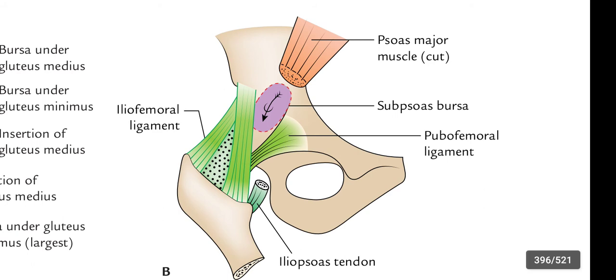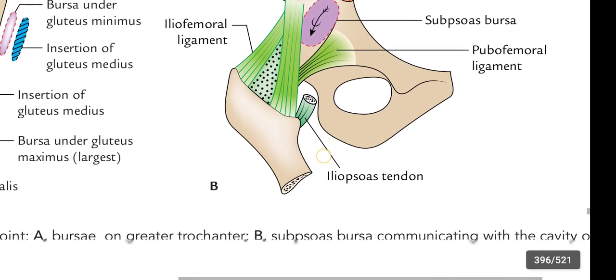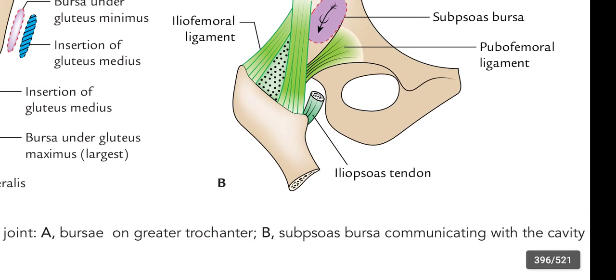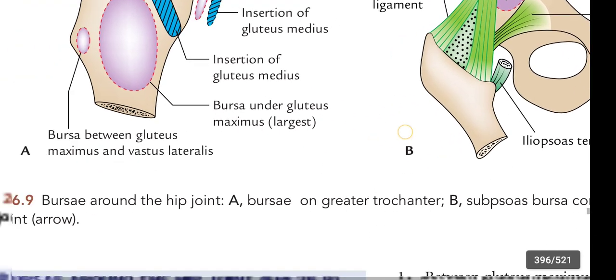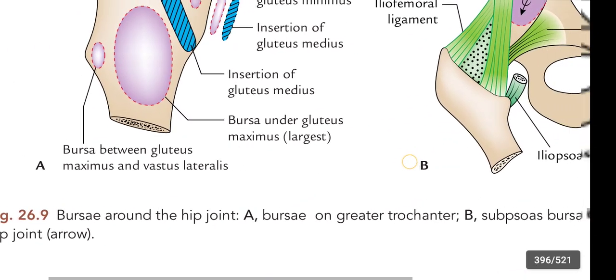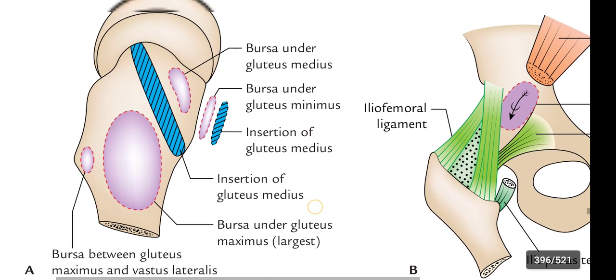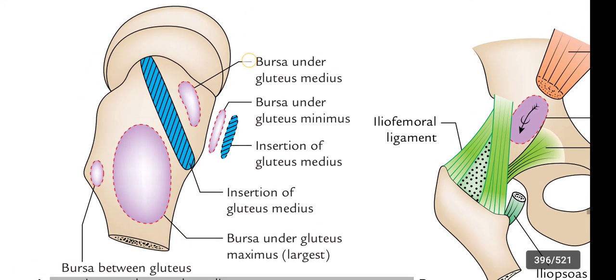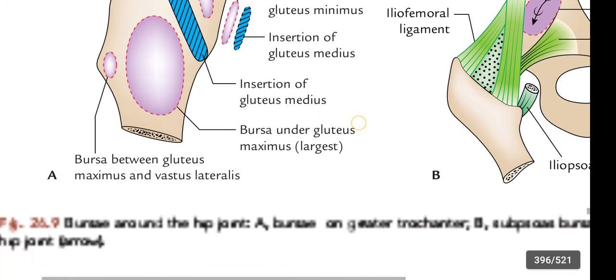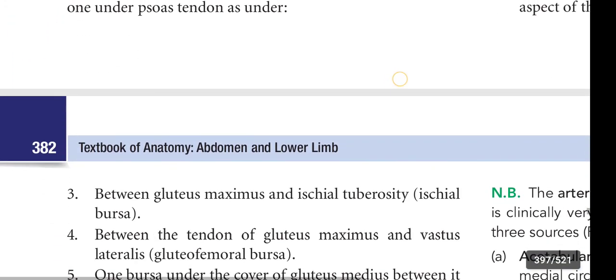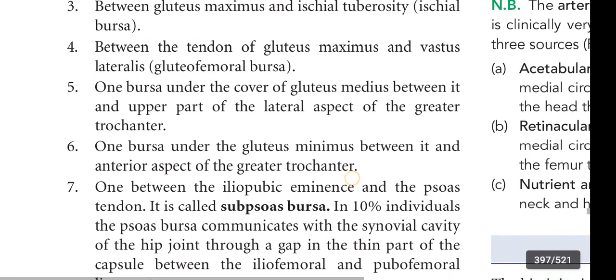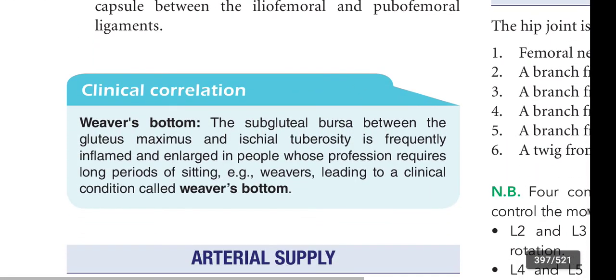Okay guys, this is about the bursa around the hip joint. Okay, I think it is clear. In the next video we are going to learn about the arterial supply and nerve supply of the hip joint.